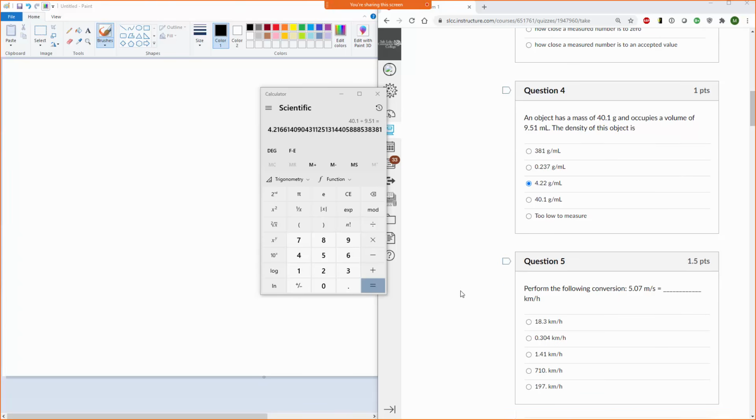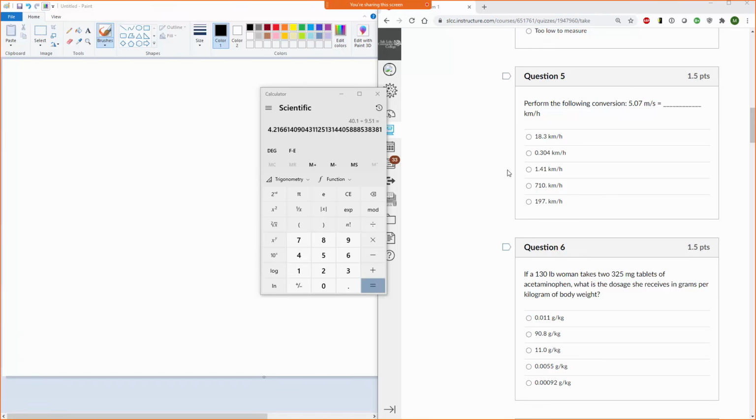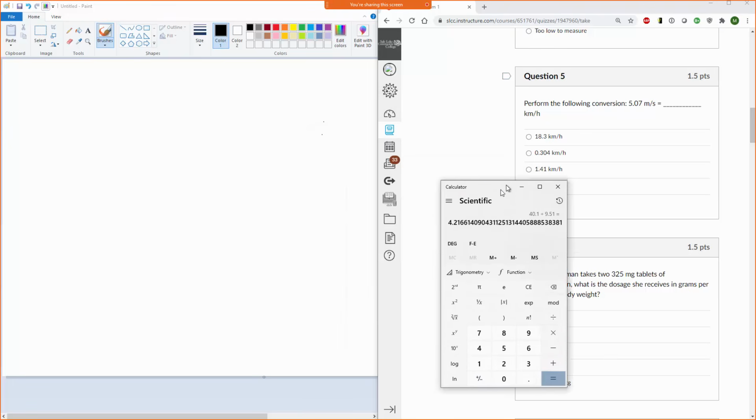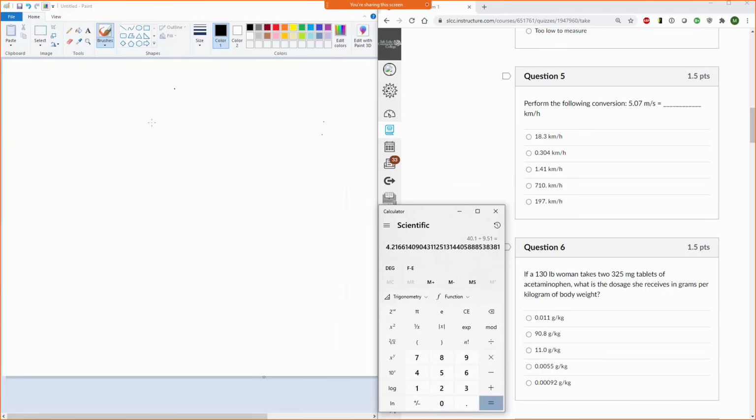Okay. All right, next we're going to perform the following conversion. We're going to go from 5.07 meters per second to how many kilometers per hour. So this is also a dimensional analysis one, but this is a little bit more complicated. So we're going to put it over here so we can see what we're doing.